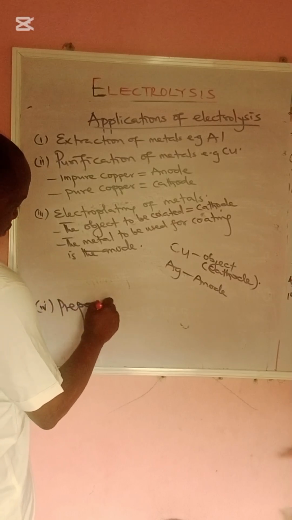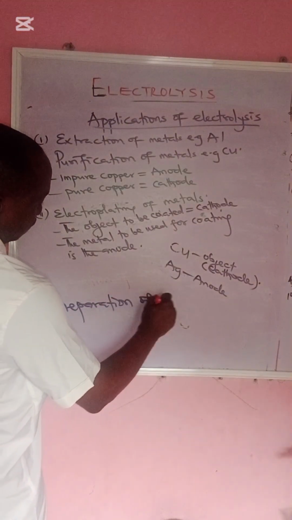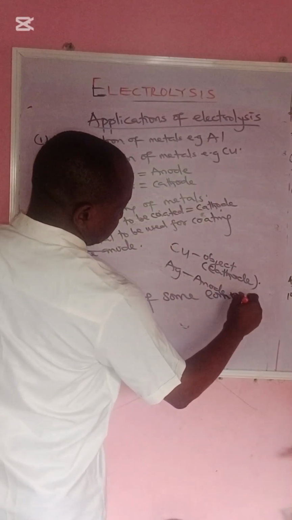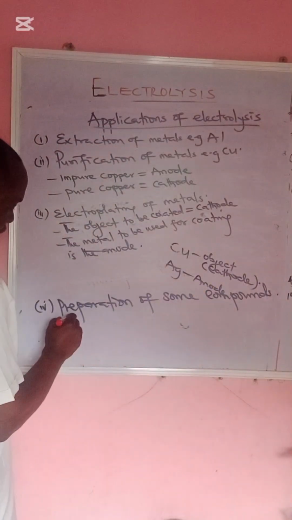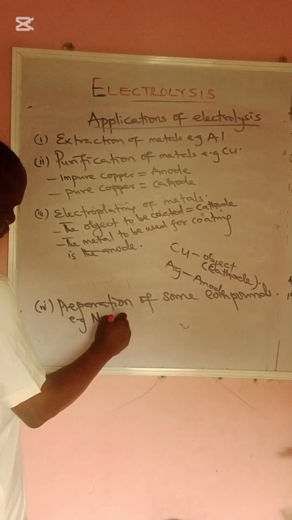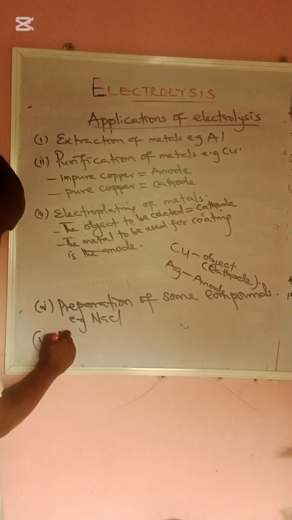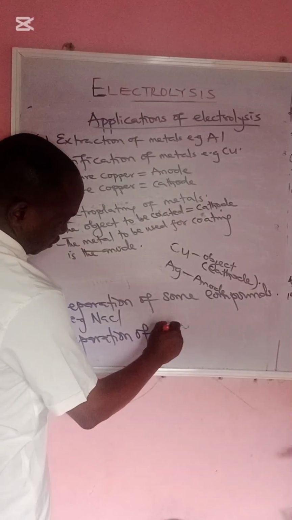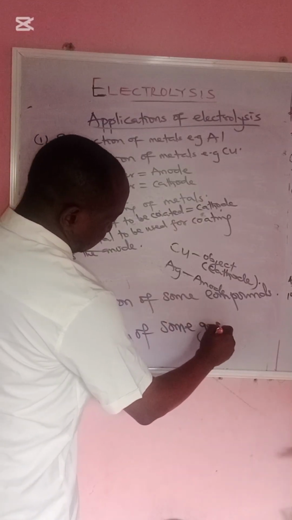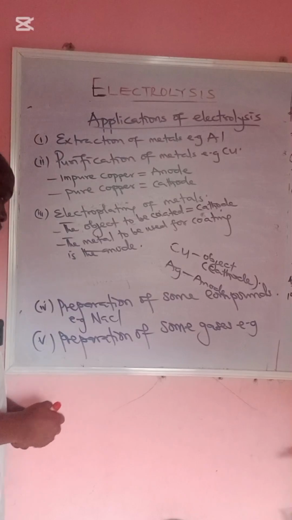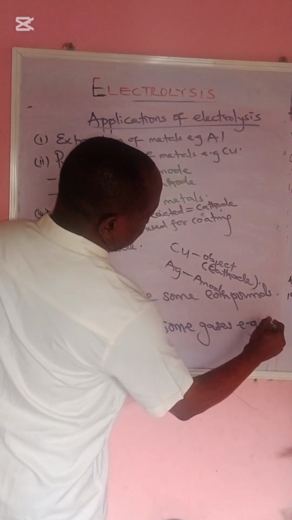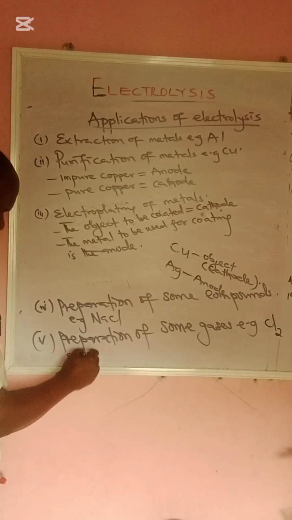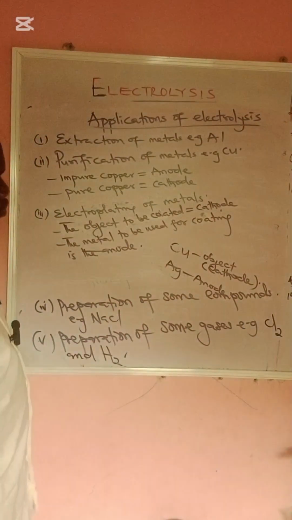Then preparation or production of some compounds, e.g., sodium chloride, used in the preparation of some gases, e.g., we have chlorine gas, and we have hydrogen gas too.